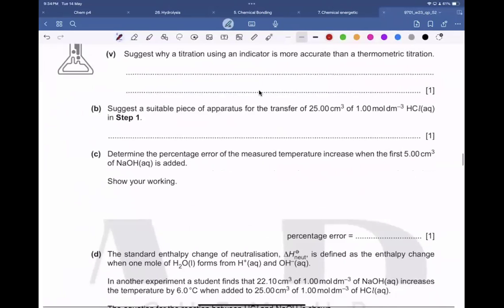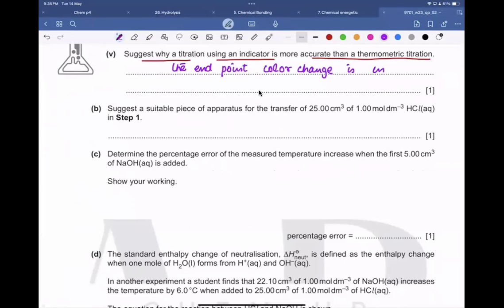Okay, now suggest why a titration using an indicator is more accurate than a thermometric titration. Obviously, it is because the endpoint shows a color, right? And it occurs instantly at a drop. The endpoint color change is instant.